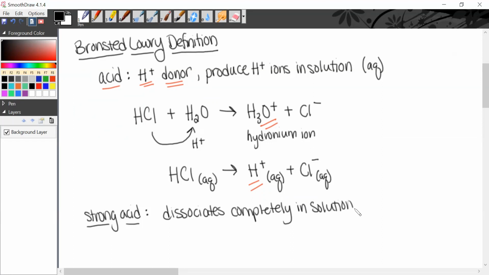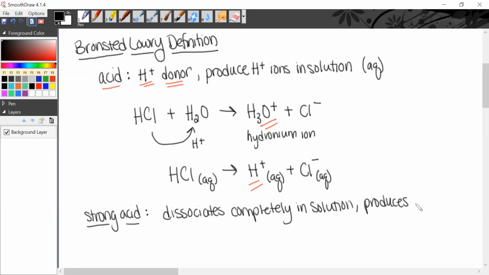In other words, it's producing maximum amounts of H plus. That's what makes it really acidic. And somebody asked this morning, is that going to make the pH really low? Yes. pH is a measurement of how much H plus is in solution. So we're going to talk about those measurements later in the week.